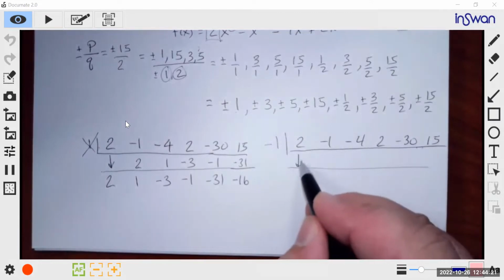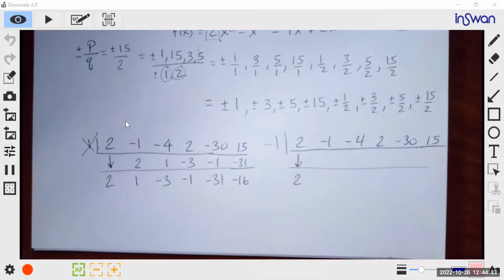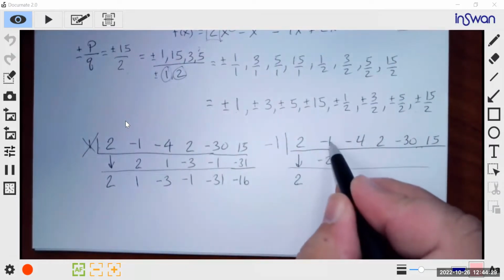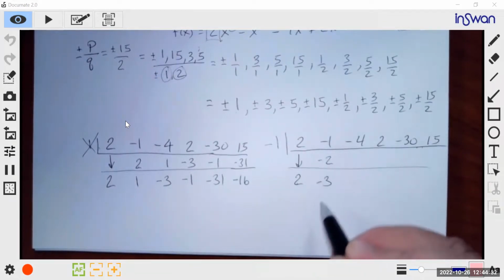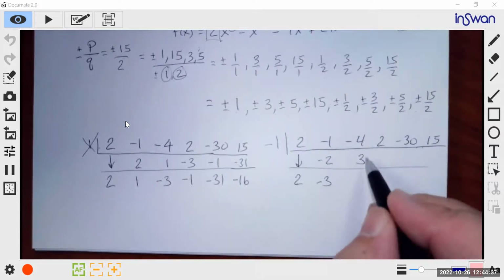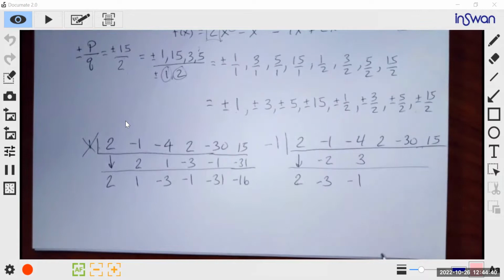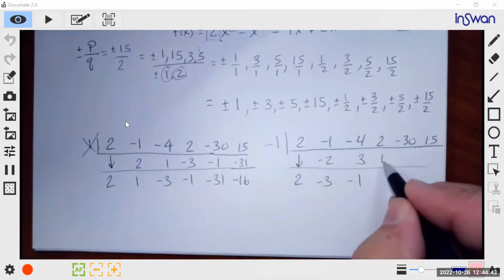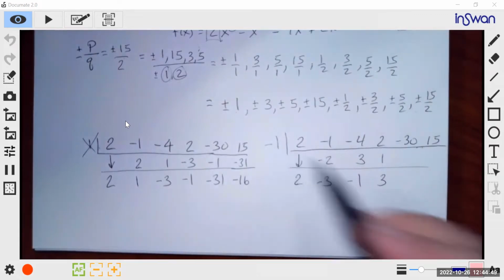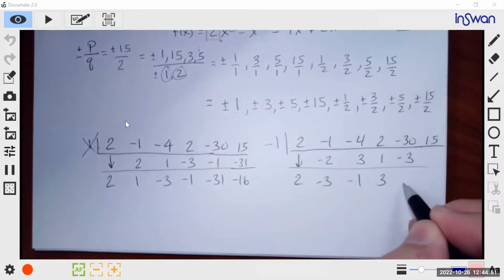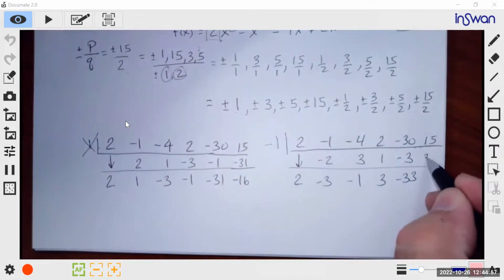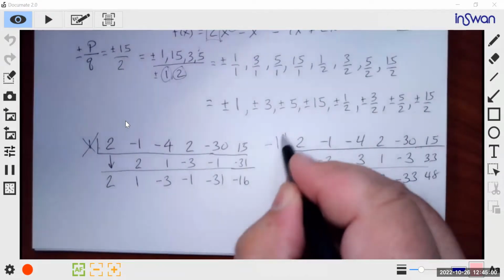So we do the same thing with the -1. -1 times 2 is -2. -1 plus -2 is -3. -1 times -3 is 3. -4 plus 3 is -1. -1 is +1. 2 plus 1 is 3. -1 times 3 is -3. Let's make it -33. Negative is positive. 33 is 48. So -1's not right.